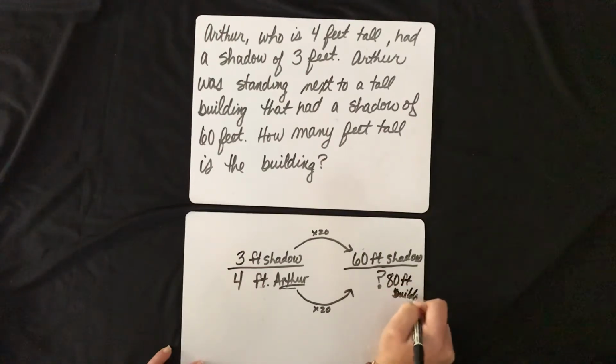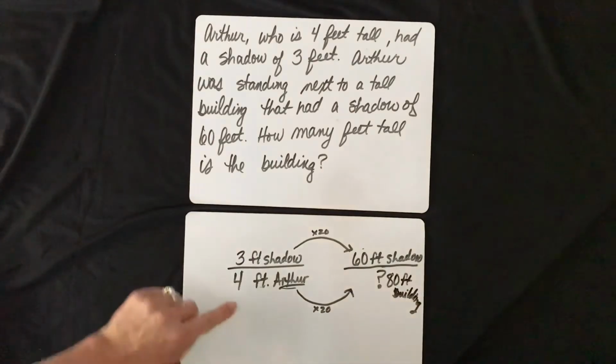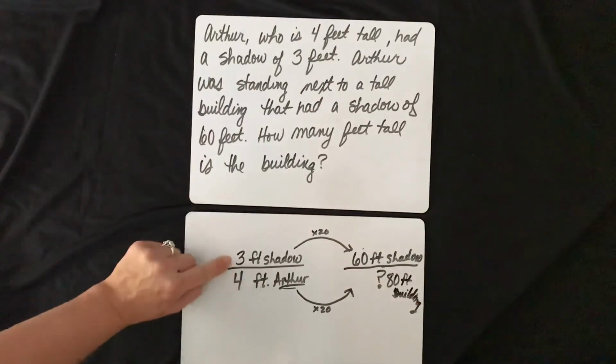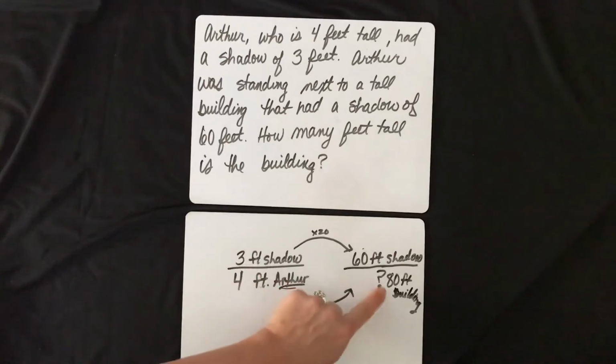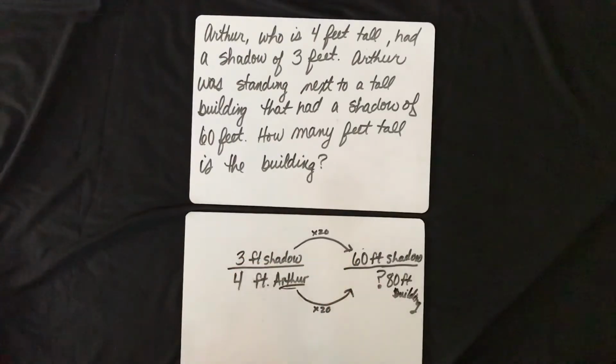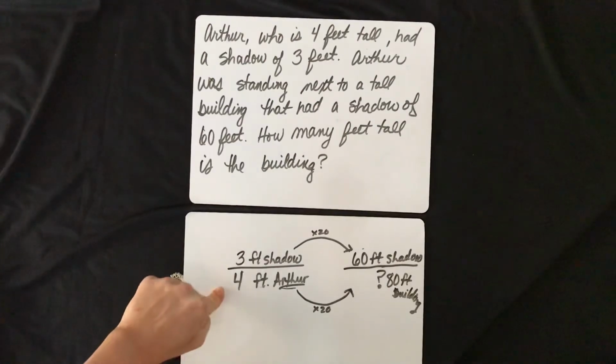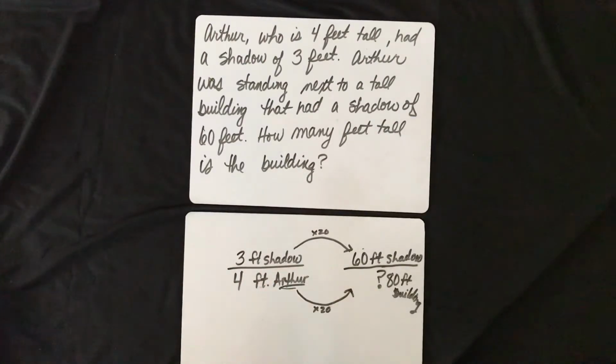And is that reasonable? Well, Arthur's a little bit taller than his shadow, and 80 feet is a little bit taller than the shadow, right? And 3/4 is the same relationship as 60/80ths. So 80 was the correct answer. Shout out to Evelyn for solving that correctly.